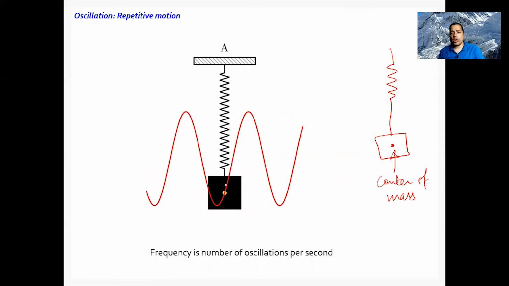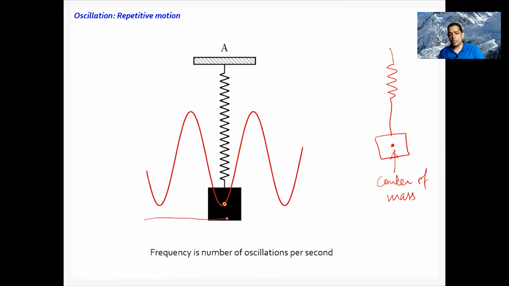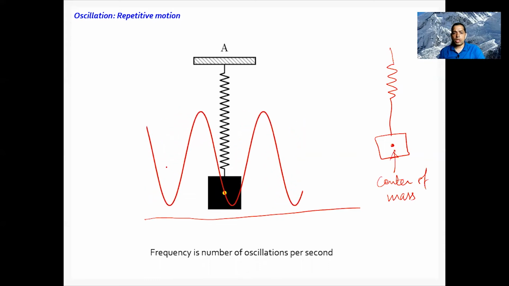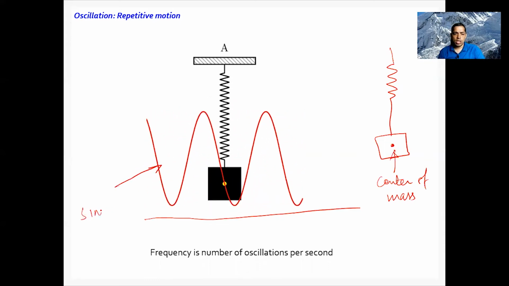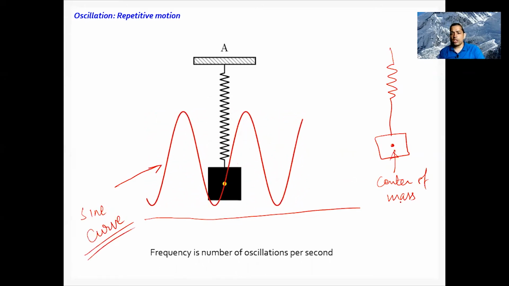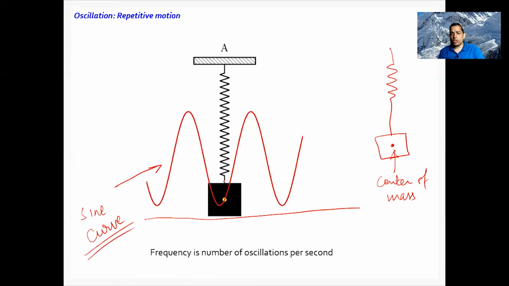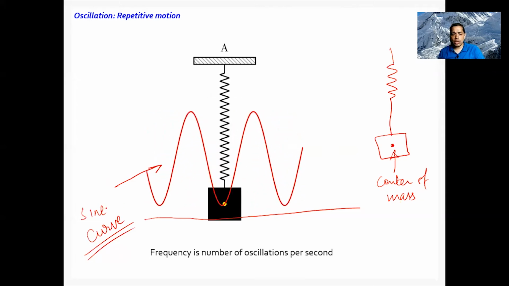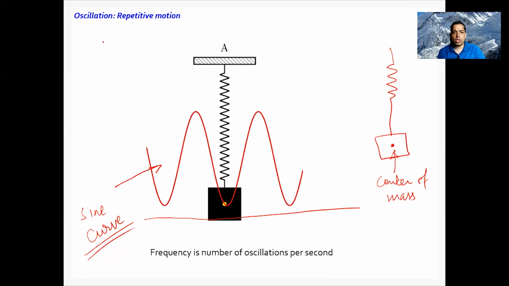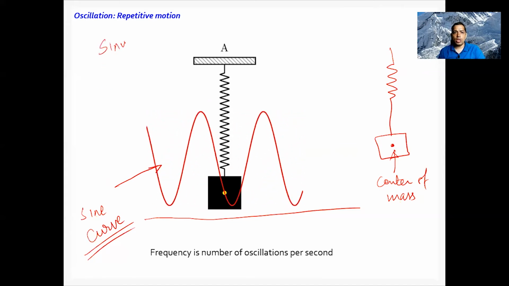But in the same way, if you look at the time scale here, this yellow thing is moving along the curve, which is called sine curve. As you can see here, the yellow center of mass moves along the sine curve. That's why this kind of repetitive motion is also called sinusoidal motion.